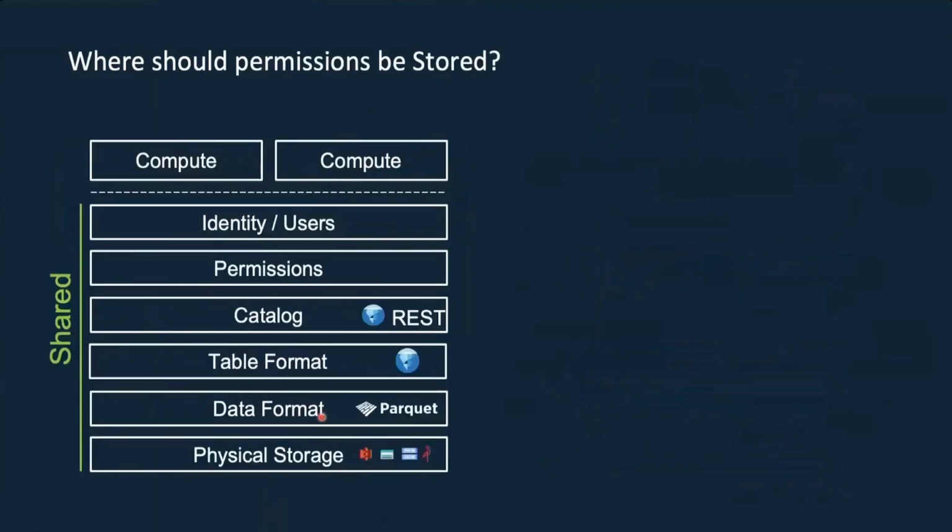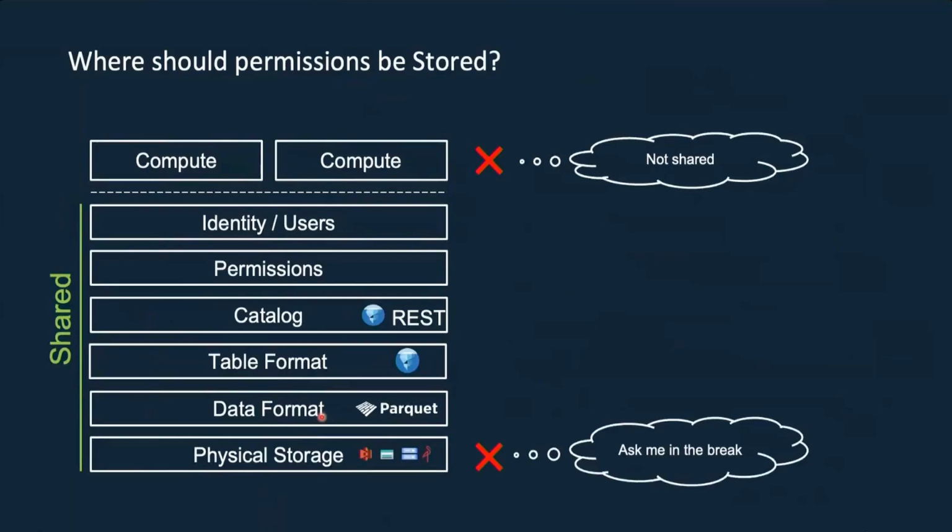So the first question is, where should we store our permissions then? So we have this stack, and there are a few different places where you sometimes see permissions being stored. The first place is a query engine, right? Or a compute. And that's, of course, a very bad place to store permission if you want to use multiple computes on your data. It shouldn't be in your query engine. So it's not shared, so don't store it there.